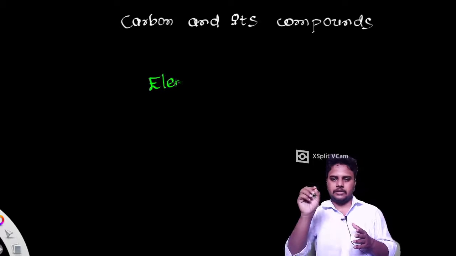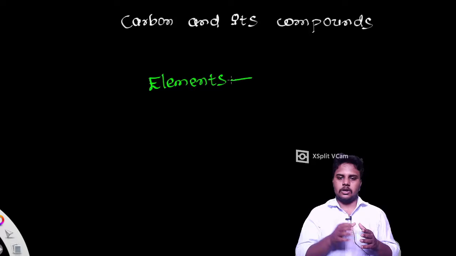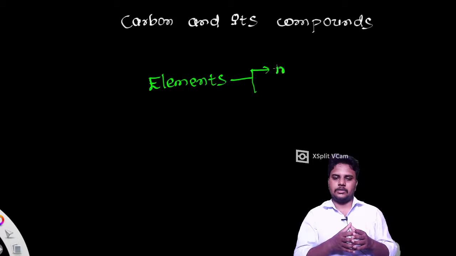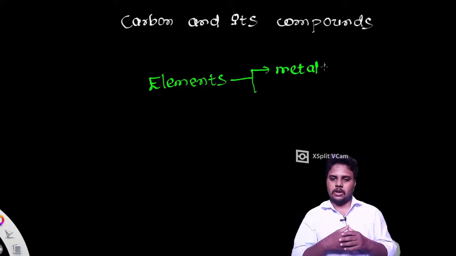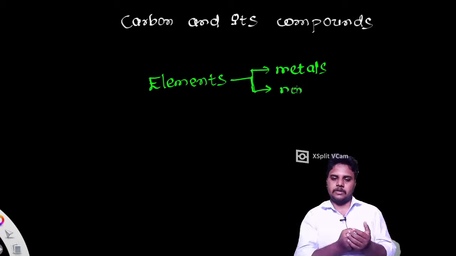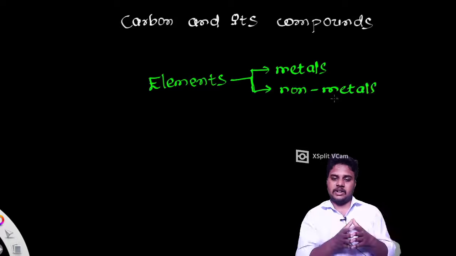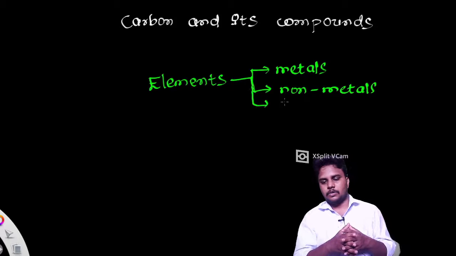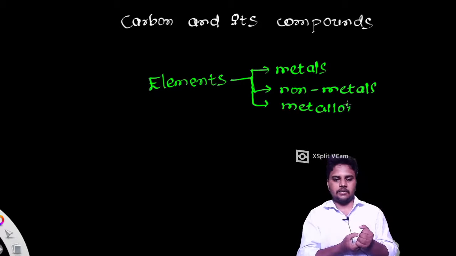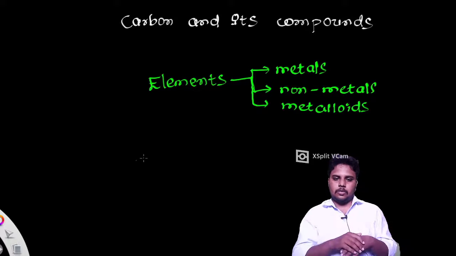If I talk about elements, elements are classified as metals, non-metals, as well as metalloids. The first is metals, and the next is non-metals. The properties differ from metals to non-metals. And one more category that we classify is metalloids. Metalloid properties lie in between those of metals and non-metals. So this is all about the elements.